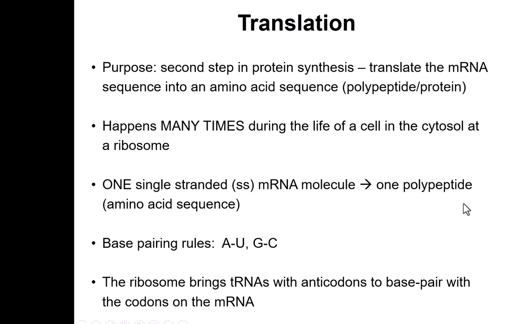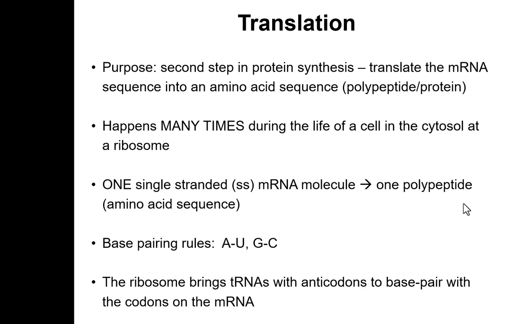We're dealing with RNA again here, so our base pairing rules are the same as they were in transcription. A goes with U, G goes with C. And ultimately, and I'm going to show you some pictures in a minute, the ribosome is reading the message on the messenger RNA and bringing tRNAs to base pair with the messenger RNA. It's doing that 3 nucleotides at a time. So the messenger RNA contains codons. Every 3 nucleotides is a codon on the messenger RNA. The tRNAs also have a special triplet sequence called an anticodon. The anticodon and the codon base pair together.